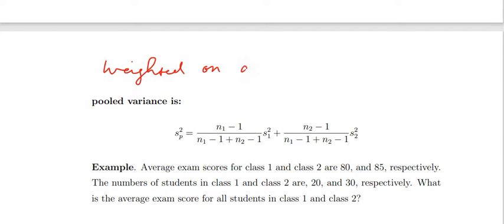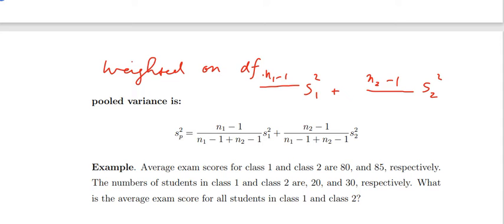On degrees of freedom. So let's say here we have S1 squared and S2 squared. S1's degree of freedom is n1 minus 1, and S2's degree of freedom is n2 minus 1. Right? Degree of freedom is n minus 1. So here n1 minus 1, n2 minus 1.